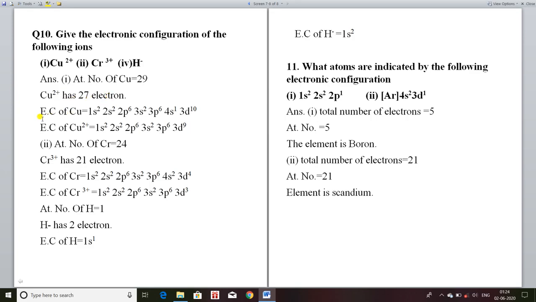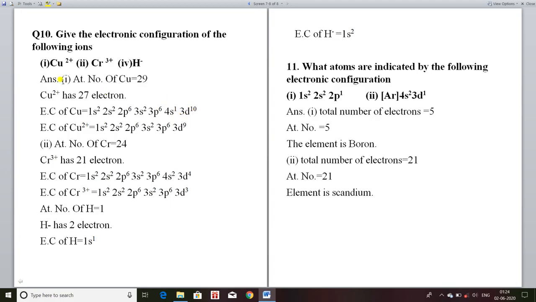Now when you write the electronic configuration of copper, which has 29 electrons, it is 1s2, 2s2, 2p6, 3s2, 3p6, 4s1, 3d10. As you can see, this is an exceptional case, because to gain a stable electronic configuration, one electron from the s orbital jumps into the d orbital. So it becomes 3d10.